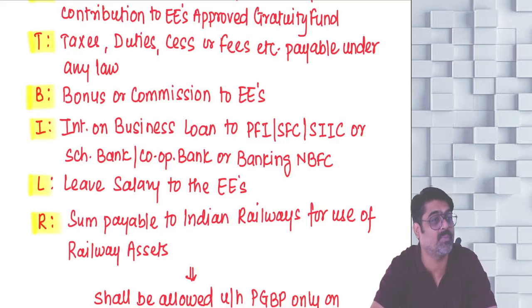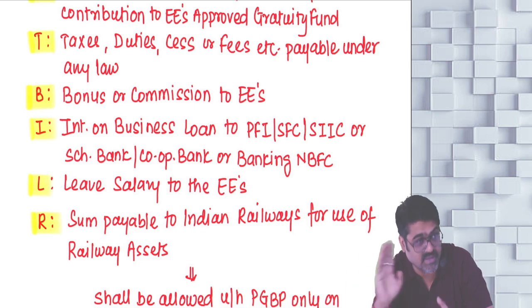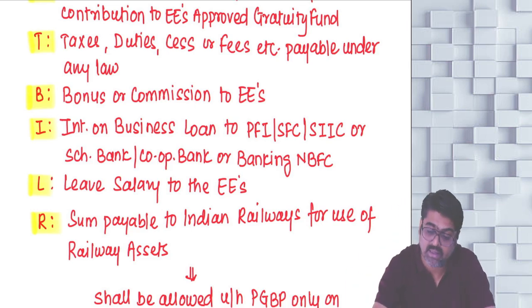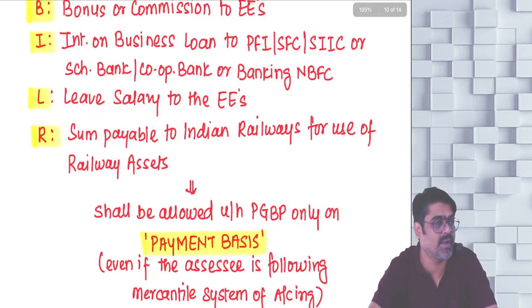What if interest is payable to some other lenders? That interest will also be allowed as a deduction, but that is not subject to 43B. Which interest is subject to 43B? The interest which is payable to these specified lenders. Yes or no?